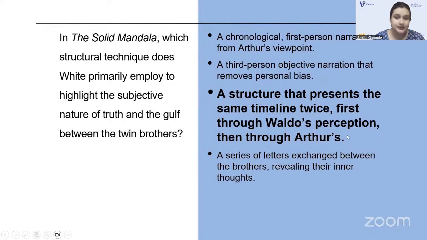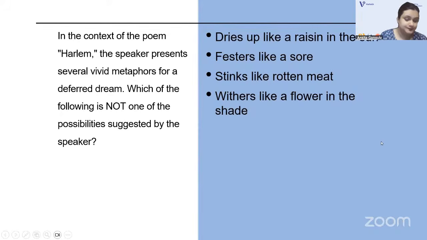Okay, right. Next. In the context of the poem Harlem by Langston Hughes, the speaker presents several vivid metaphors for a deferred dream. Which of the following is not one of the possibilities suggested by the speaker? So, here in this poem, many metaphors, many imageries have been used to describe what happens when a dream is deferred.